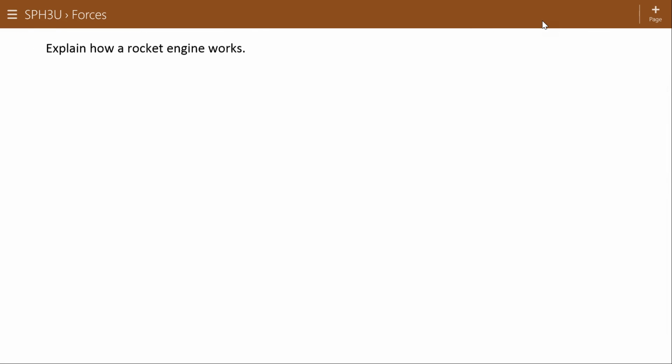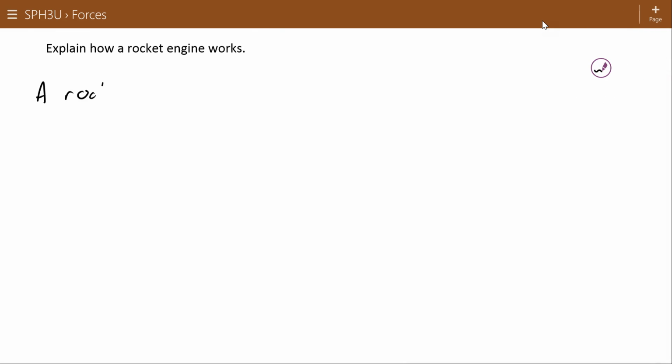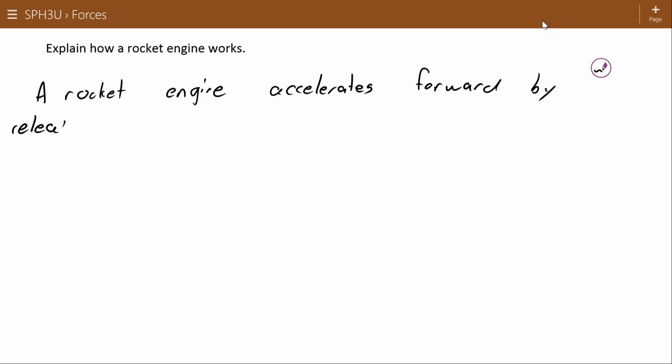Explain how a rocket engine works. So, number 1, what actually happens with a rocket engine? Well, a rocket engine accelerates forward by releasing gas out the back.